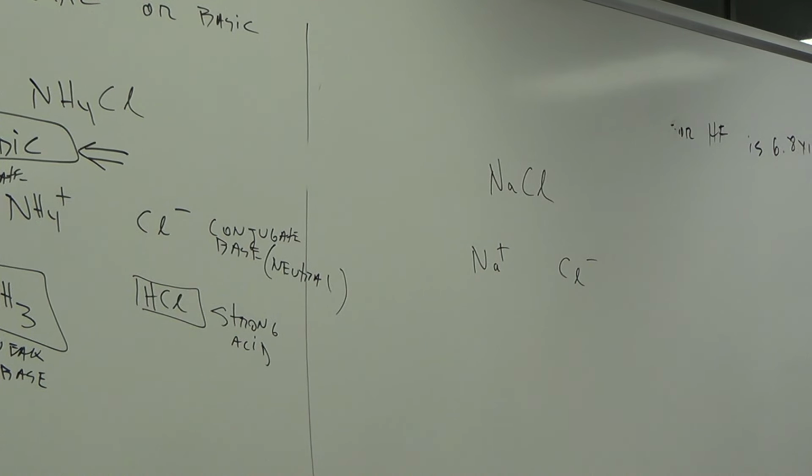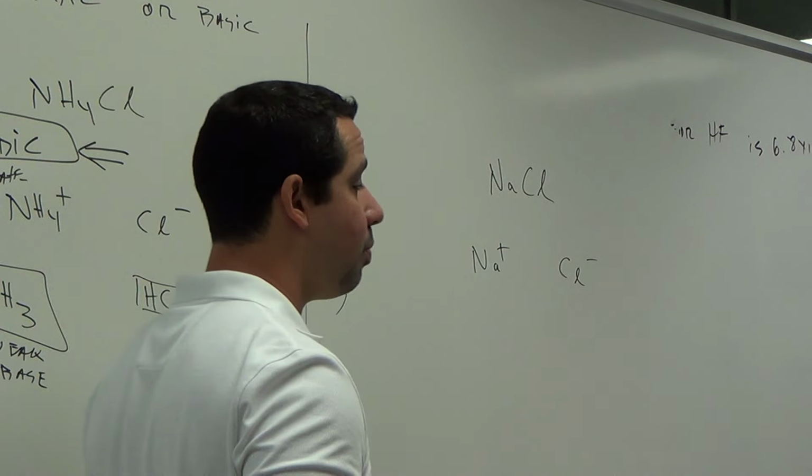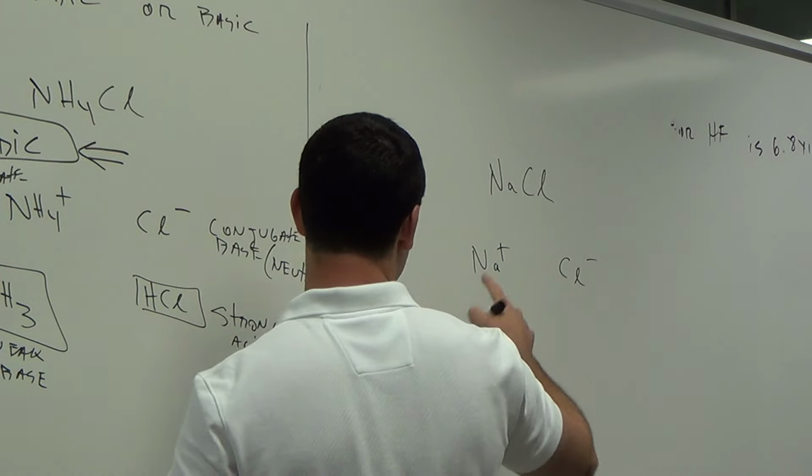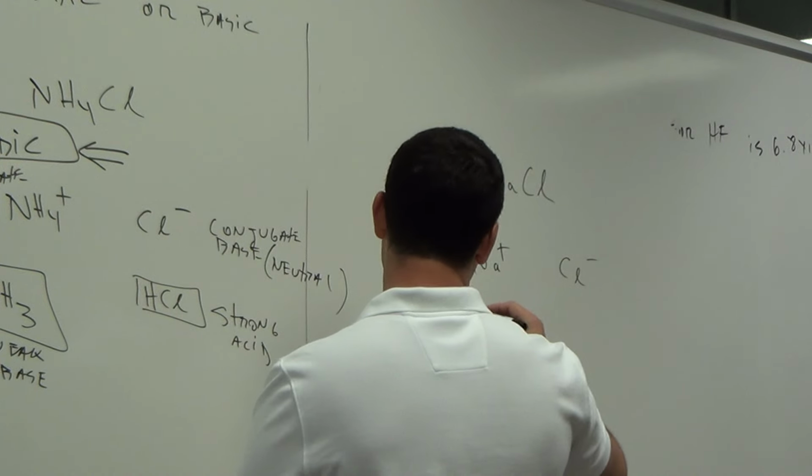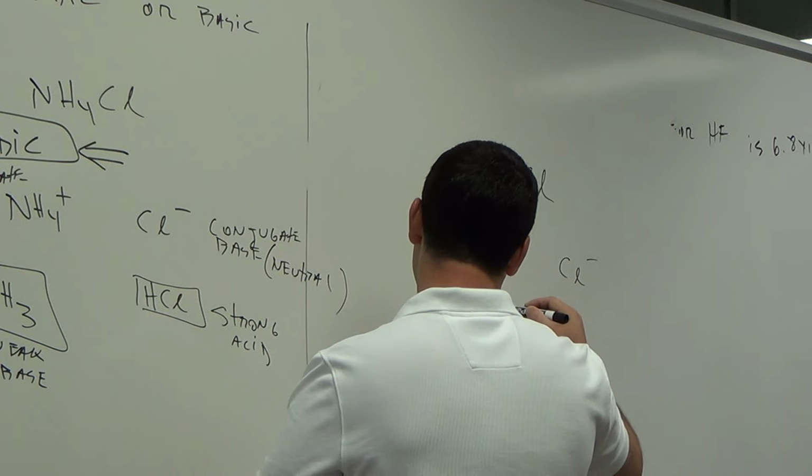So now you understand. Na plus and Cl minus. Does Na plus change the pH? No, because it's group 1, right? This is a group 1 cation, yes? Group 1 does not change the pH. So we're going to say this is neutral.